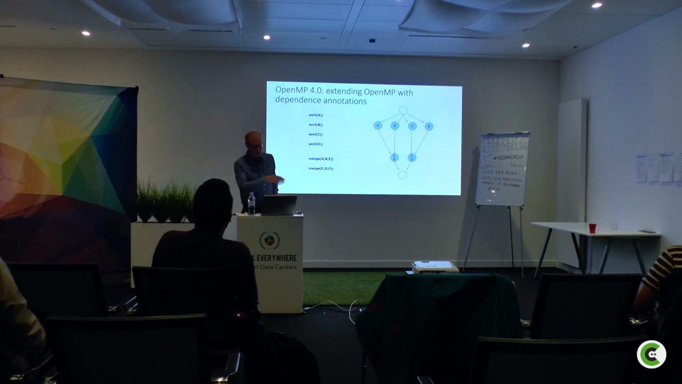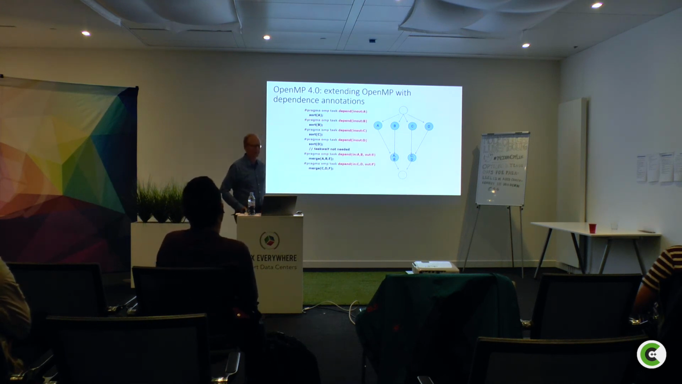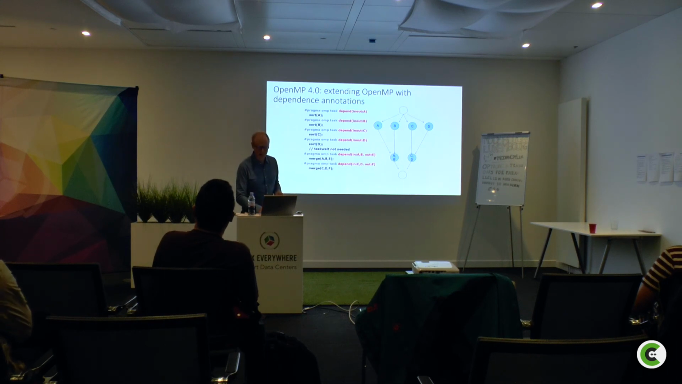With OpenMP version 4, we had the possibility of adding dependencies to tasks. You can specify what data a task depends on, and then the runtime system will schedule this task only when this data is available. So it becomes a data flow model, basically. You can write very nice data flow models using OpenMP tasks. This kind of possibility exists also in TBB.